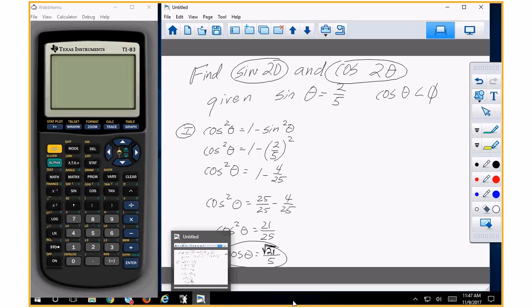So, it's the second one? I don't have them in front of me. Sine 2 theta is equal to 2 sine cosine. Well, you're going to do that one second. Yeah, you're going to do the sine and then you're going to do the cosine, because it's asking for what? So you got to do both of them.